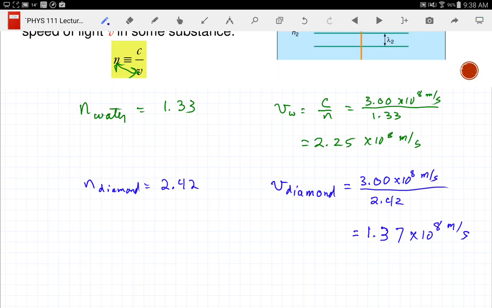So the speed of light going through diamond, that's really slow compared to the speed of light. Compared to most things, it's really fast. But that slow speed in diamond is what gives it its interesting properties that makes it, you know, sparkle.